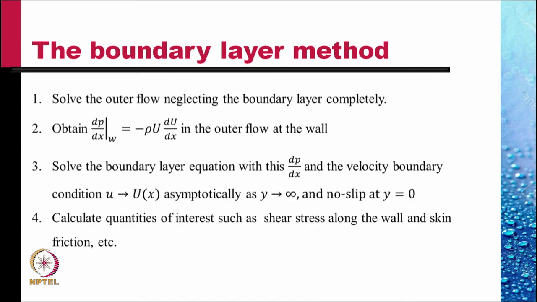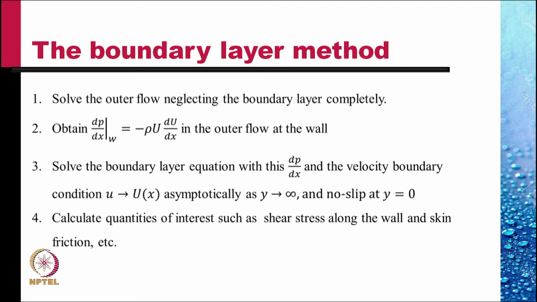So the process is, we solve the outer flow neglecting the boundary layer completely. Though the outer flow is only up to the edge of the boundary layer, since the boundary layer is thin, while doing this calculation, we calculate the outer flow right up to the boundary of the body. Once we have solved for this outer flow, we obtain dP by dx at the wall as minus rho capital U dU by dx in the outer flow at the wall. Here capital U represents the flow-wise velocity at the surface of the body after neglecting the boundary layer.